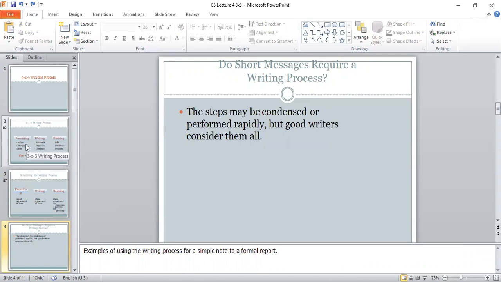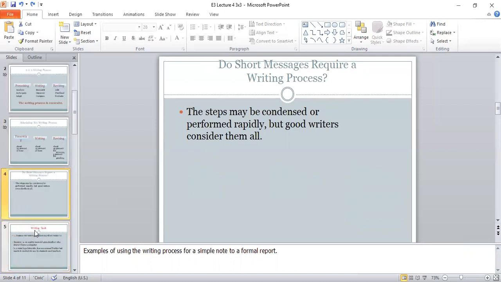You can also take the example of formal reports or a simple note. Even if they have to form a single formal report, they will be considering all these three elements of the 3 by 3 writing process. So that is this, and then we move on to the next step.